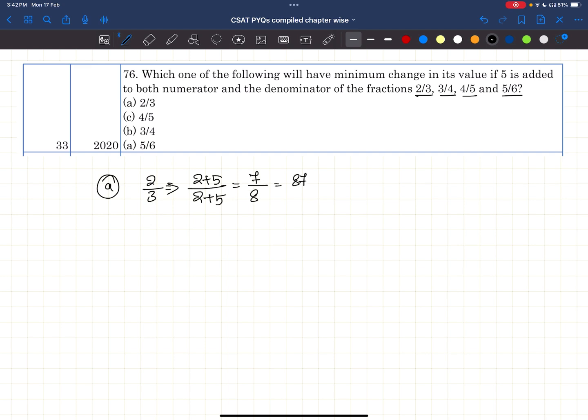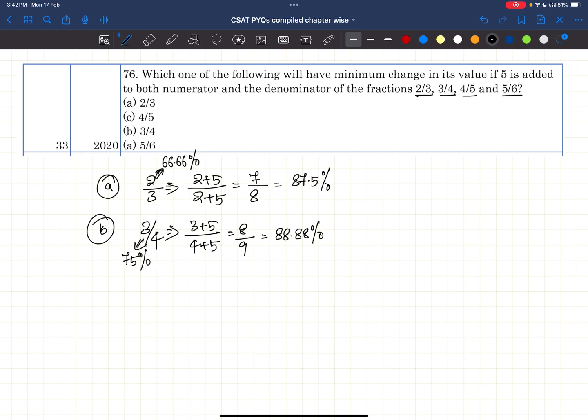That means 87.5%. This is 66.66%. Again, it's given 3 by 4. Now we are adding 5 to numerator and denominator. It becomes 8 by 9. That is 88.88%. What is this? This is 75%. Now 4 by 5.